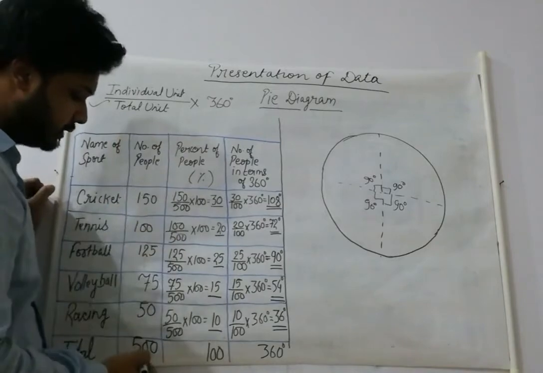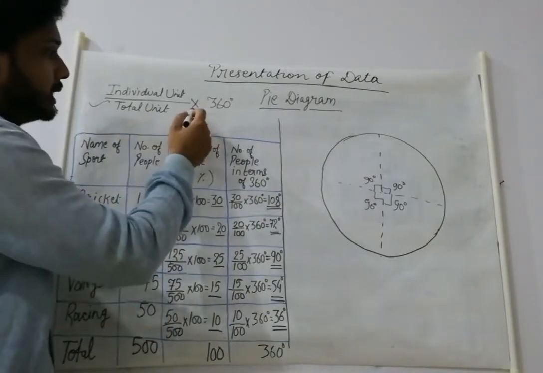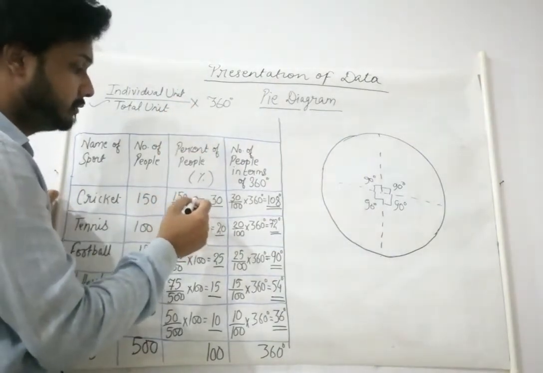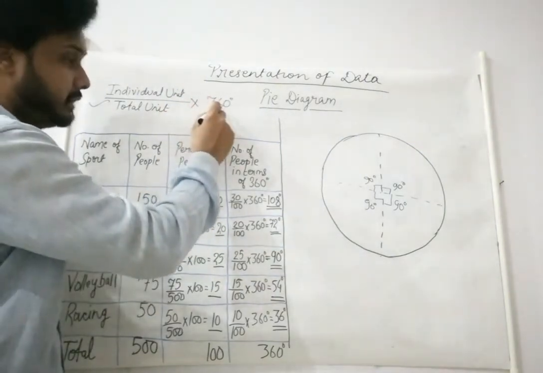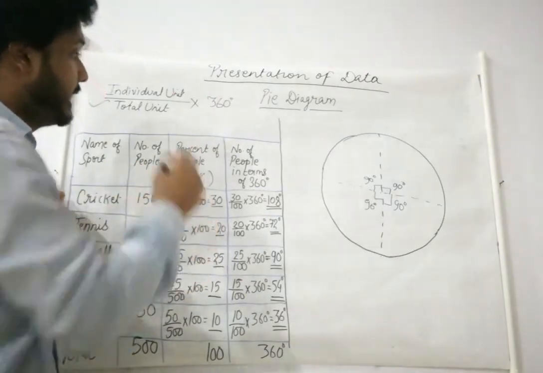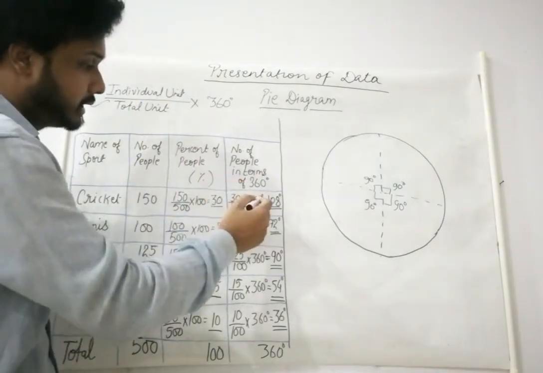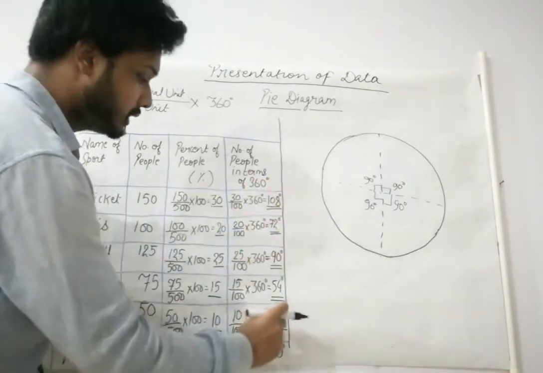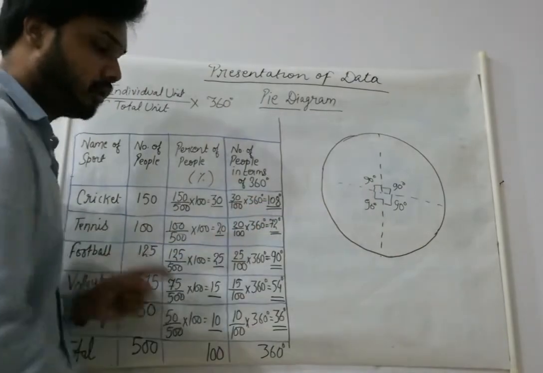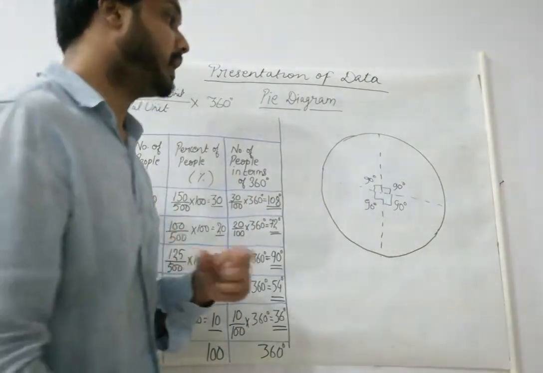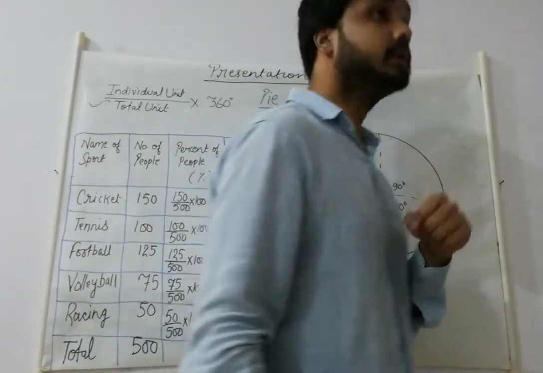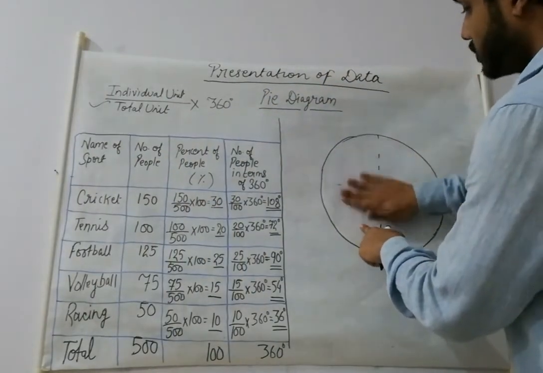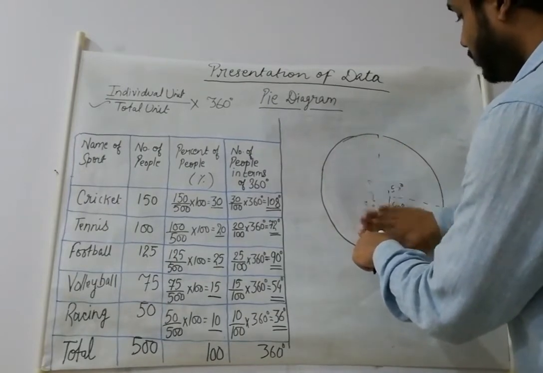Total is 500, so write down 500 and multiply with 360, okay. Instead of multiplying it with 100, just multiply it with 360 degree and it will be directly converted into the form of degree, okay. Now as we have got the information into the form of degree, now comes the important part of denoting this into the form of pie diagram, that how we will do it, okay. So step by step we will see that how we can convert this.